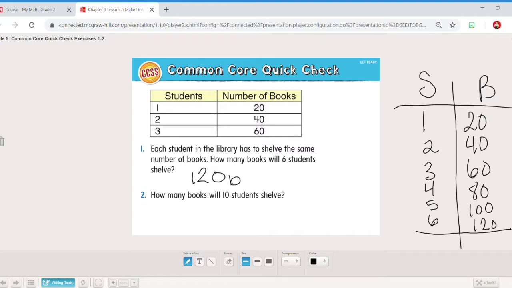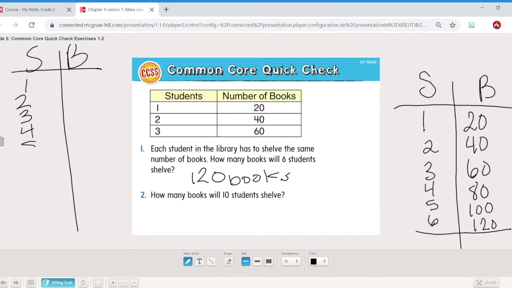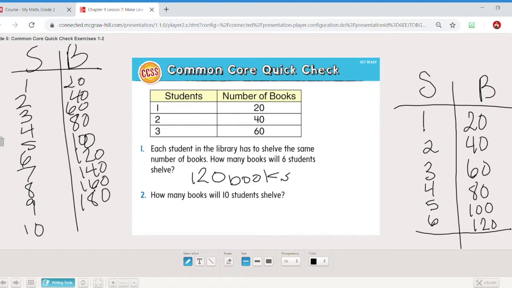Must be a big library. So they're putting all the books back on the shelves. So now we can continue it on. I actually ran out of room here, so I'm going to do it again. Following our pattern all the way to 10 this time, because how many books will 10 students shelve? We had 20, 40, 60, 80, 100, 120, 140, 160, 180, 200 books. Making tables is very useful. It's all about looking for patterns.